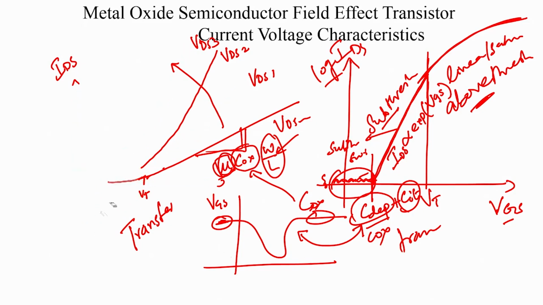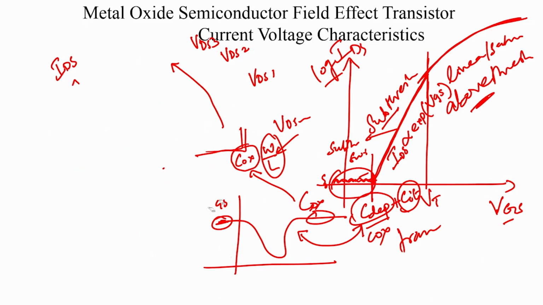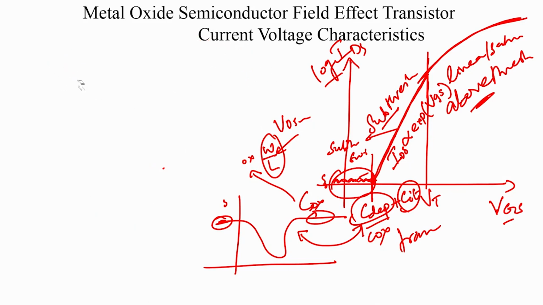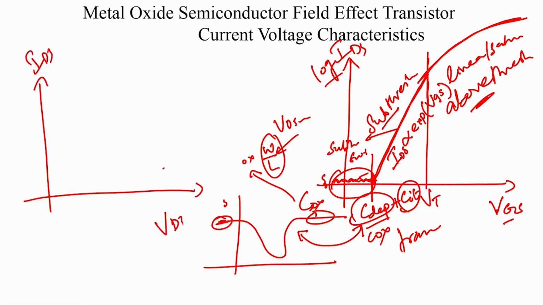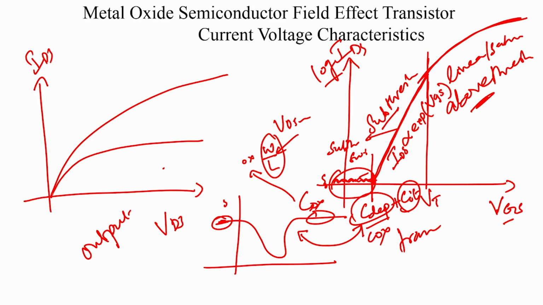And the third plot that we looked at was the output characteristics, which is very useful when we design circuits, because it tells us a lot of things about the resistances. So, this is IDS versus VDS, which is the output characteristics of the MOSFET, and that had a form like this, okay.